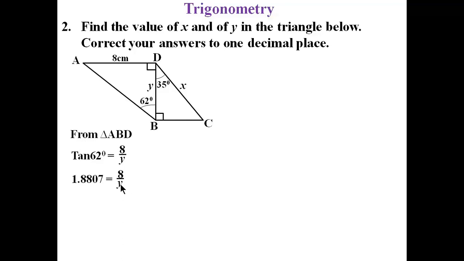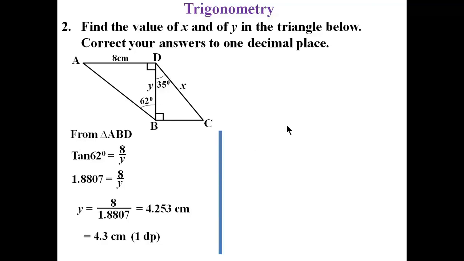Now make y the subject of the formula in this relation. We have y equal to 8 over 1.8807. From our calculator, we have it as 4.253 centimeters, and to one decimal place I have it as 4.3 centimeters. Then we go ahead to find the value of x, having known the value of y.